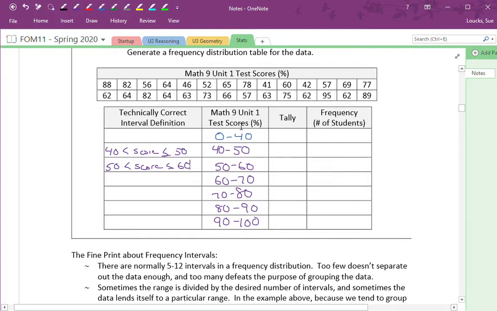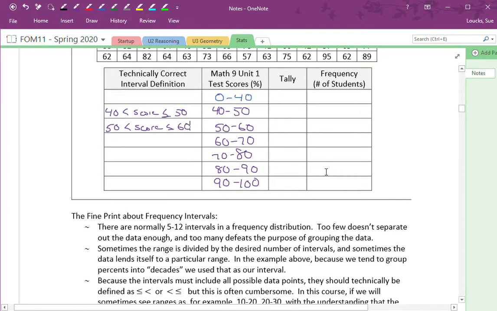If you read the fine print down here, it says we normally do 5 to 12 intervals. So we divide it into 5 to 12 chunks. Too few doesn't separate out the data enough to be useful. And if it's too many, then what's the point of grouping the data? It doesn't help either. Sometimes the range is divided into 5 intervals because we want 5 intervals for a particular reason. Sometimes we divide the data according to something that makes sense. So for example, when we talk about how people do on tests, we look at a 10% range, so it makes sense to go from 40 to 50, 50 to 60. That just makes sense, so we chose to use that as the interval.